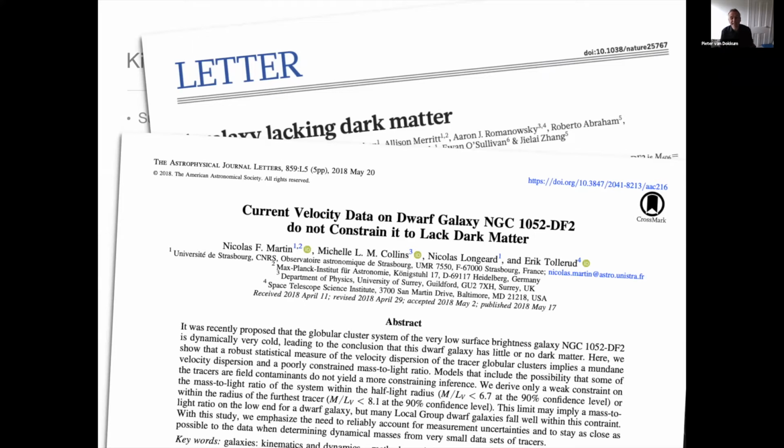And so within a week, there was the first rebuttal paper. Pretty blunt: current velocity data do not constrain it to look like dark matter. Just say not in the title, right? It could have just said not. Anyway, it was Nicolas Martin who did a very careful analysis of the velocities of the globulars that we had measured, and showed that there was a large tail of probability that we had kind of ignored, and that the data were inconclusive according to them.